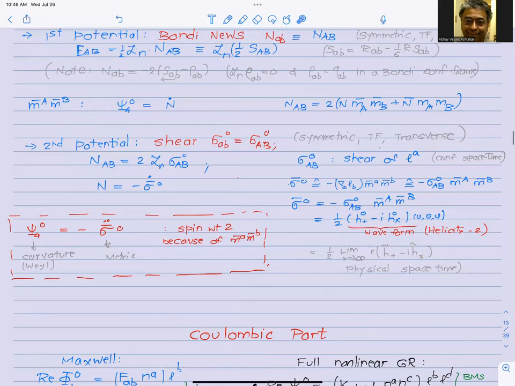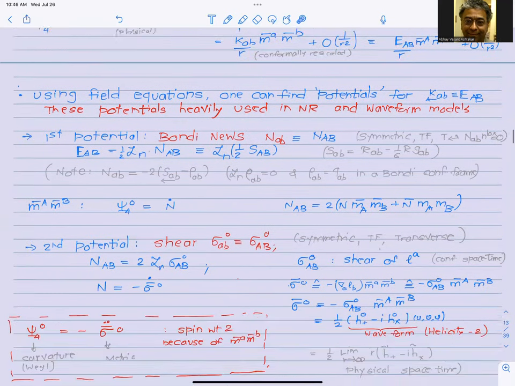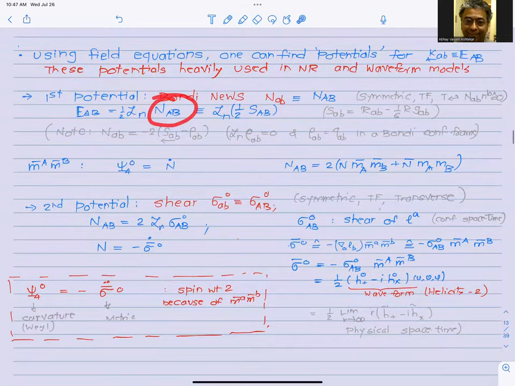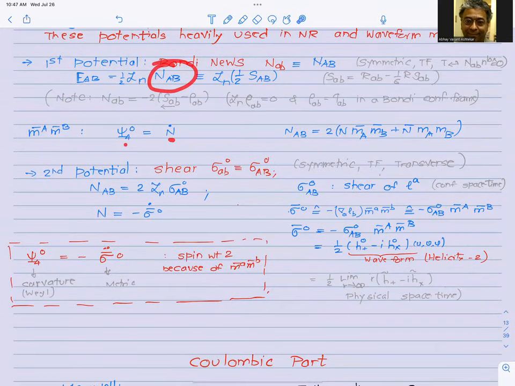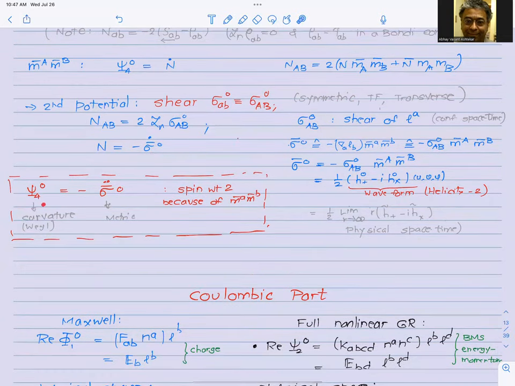So what we have seen so far is that we're just following what we did in the Maxwell theory, and we got psi 4. Psi 4 is a radiation field obtained by two n's and two m bars. It has a first potential, which is called the Bondi news. The derivative of the Bondi news is psi 4. The news itself has a potential, which is the shear. The derivative of the shear is equal to the news. And therefore, the radiation field is a second time derivative of the shear. And this shear can be thought of as just the metric, as we just saw up here.